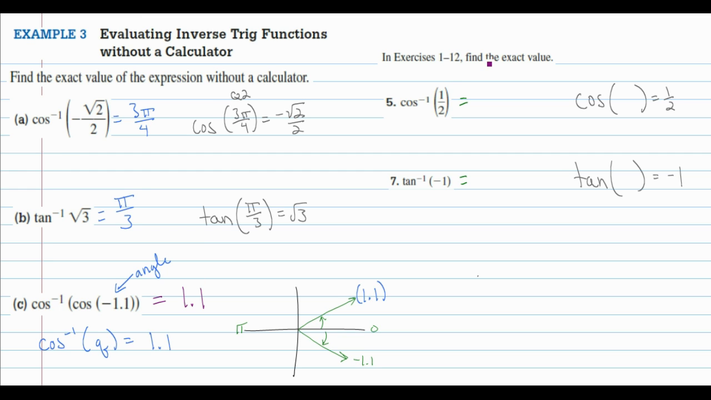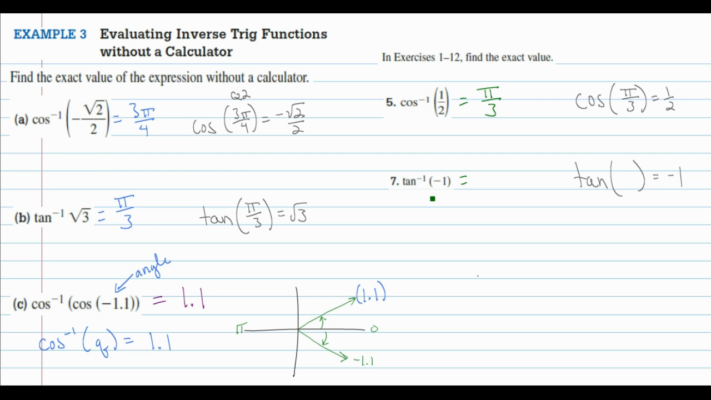Now over here for your now try problems. In examples 1 through 12, it says find the exact value. The inverse cosine of 1/2. Well, I know the cosine of pi over 3 is 1/2. Therefore, the inverse cosine of 1/2 is pi over 3.